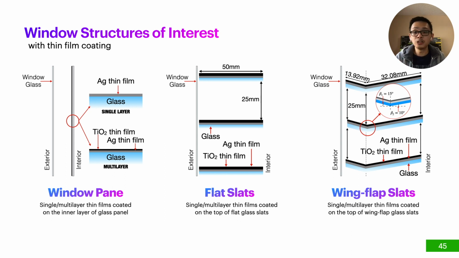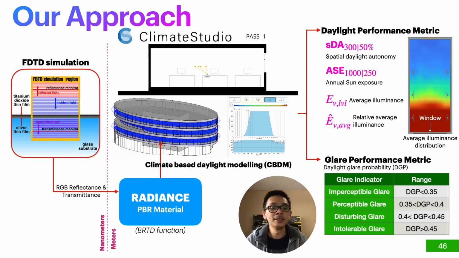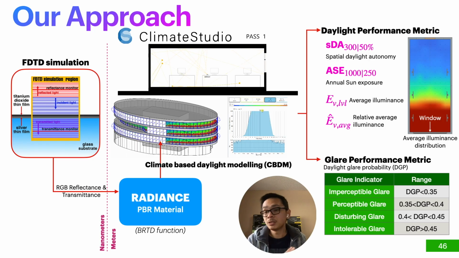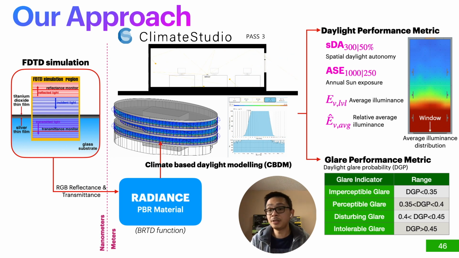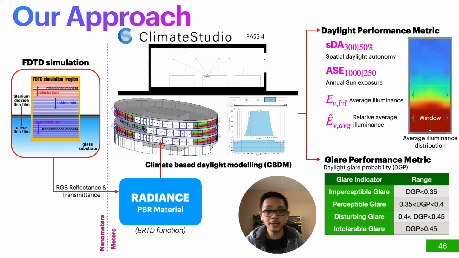So that's why we have three window structures of interest here. We have the window plane, which is a window glass coated by thin films, and then we have two daylight redirecting structures over here. Our approach is almost similar to what we did before. First of all, we perform the FDTD simulation to extract the RGB reflectance and transmittance so that we can create the Radiance PBR material.